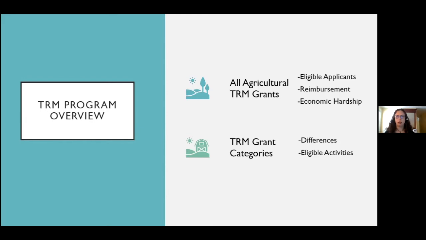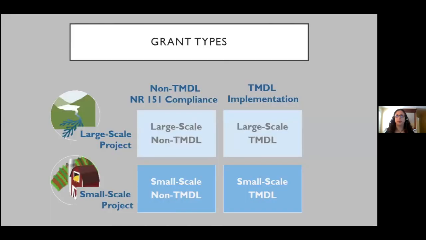So now that we've gone over what all TRM grants have in common, let's look at the different types of agricultural TRM grants. TRM grants are split into two different types based on the problem they address, TMDL and non-TMDL, and size of the area, large and small scale. So we end up with 4 different types.